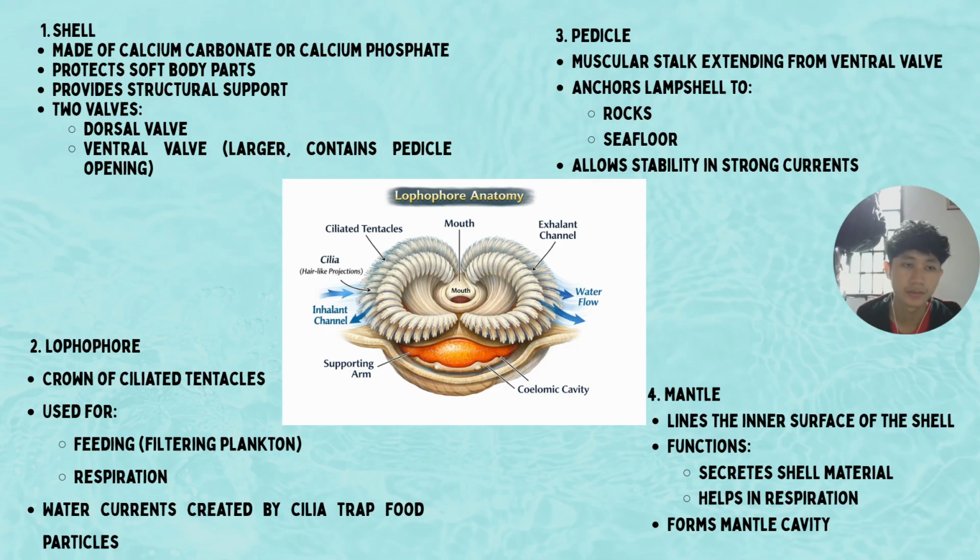Second is the lophophore. So the first point is a crown of ciliated tentacles used for feeding and respiration. And last but not least, water currents created by cilia track food particles. So one of the most important structures in lamp shells is the lophophore. The lophophore is a crown of ciliated tentacles that surround the mouth. Its function is mainly in feeding and respiration.